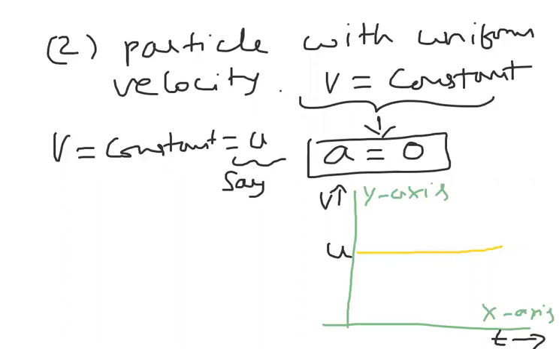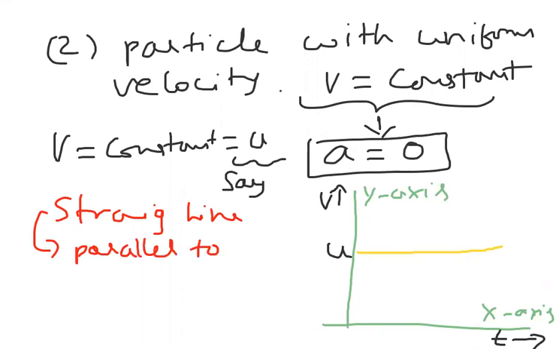From here, what is the conclusion we got? We got a straight line graph. And how is it passing? It is parallel to the x-axis. The straight line we now observe is parallel to the x-axis.